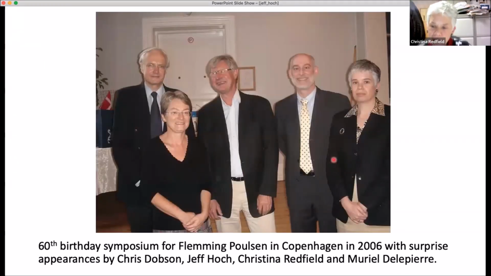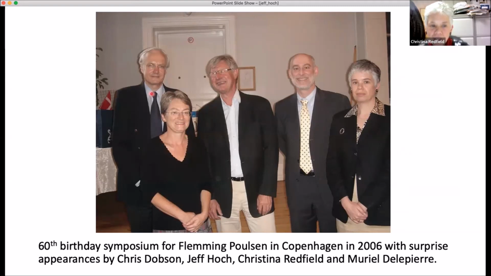So we've all grayed a bit over the years, and some people have lost a bit of hair. This is a picture much later in 2006, on the occasion of Fleming Poulsen's 60th birthday. His group organized a symposium to celebrate this in Copenhagen, and some of us traveled from abroad and made guest appearances at the symposium.